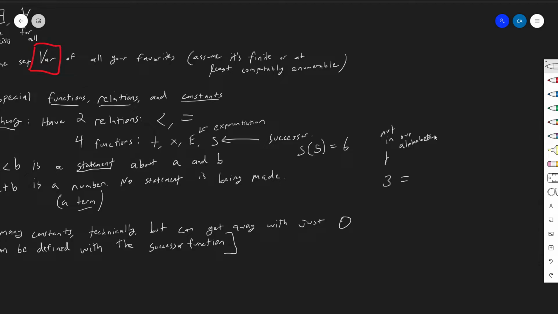This is not in our alphabet. I cannot write... I don't even want to say equality. This is not in our alphabet, but S of 0. Is that enough? 1, 2, 3. Yep. This will be a valid term, and it is. You can see that it does consist only of symbols in our alphabet.